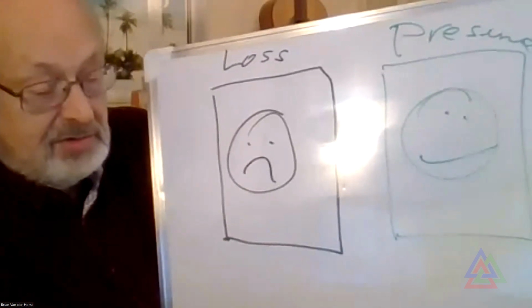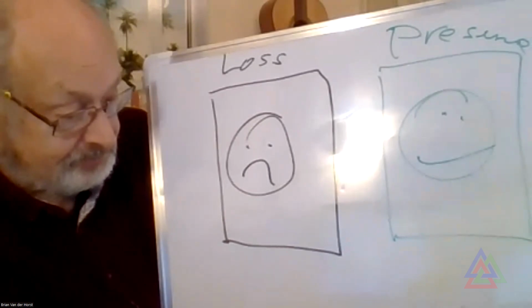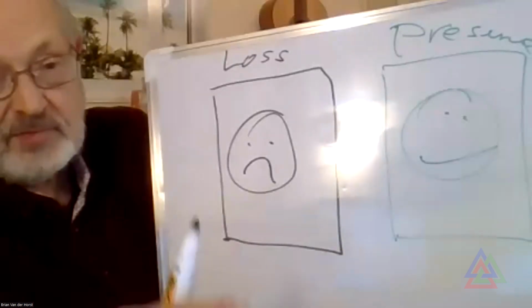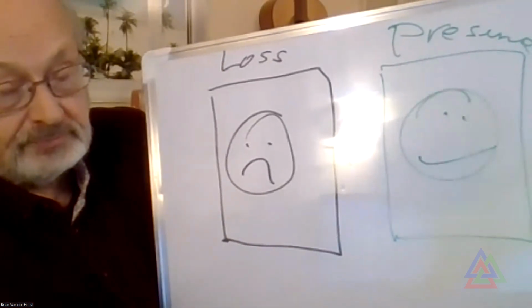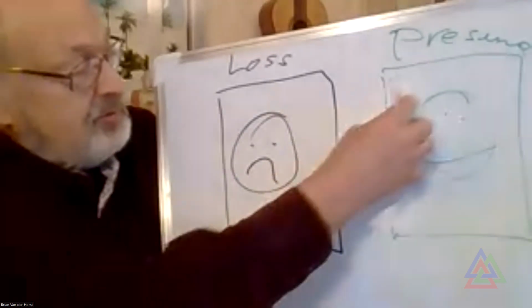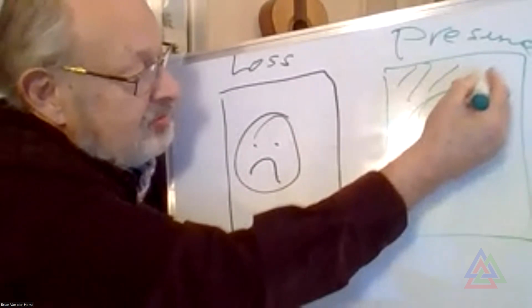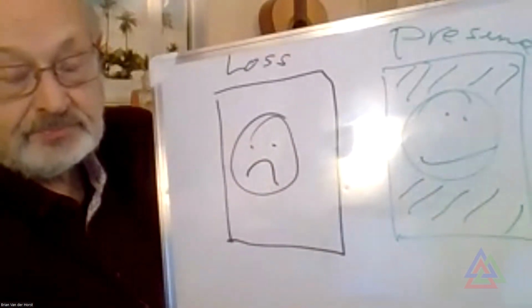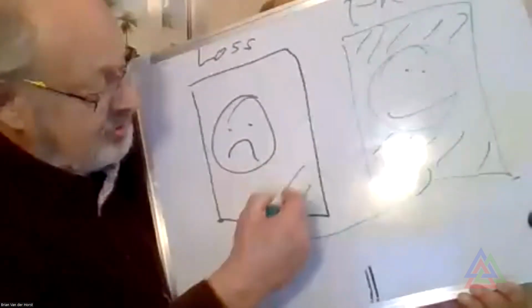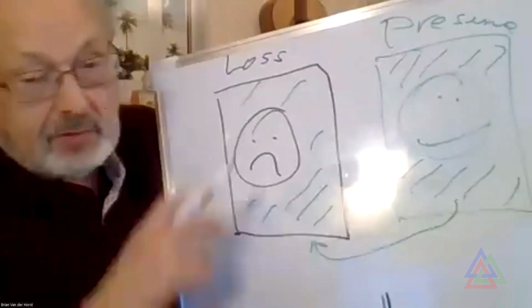Then you ask them to hold the two at the same time. And then you test some of the characteristics you have found. For instance, if the presence is more colored and intense, then you add it to the person's representations of the loss.